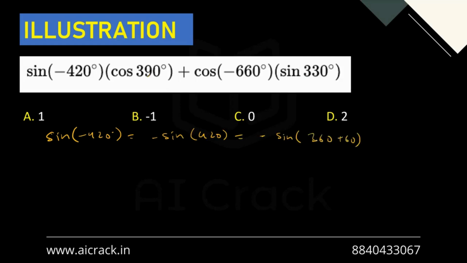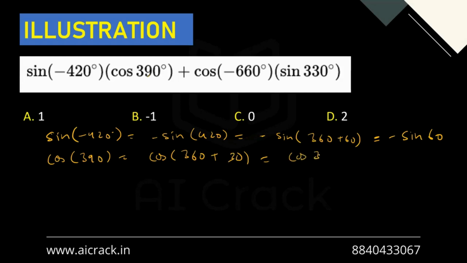Now we know that sine of 360 plus theta is sine theta only. This comes out to be minus sine 60 degrees. Now the second term is cos of 390 degrees. That is pretty simple. This becomes cos of 360 plus 60. Now this becomes cos 360 plus theta, sorry, that becomes cos 60.